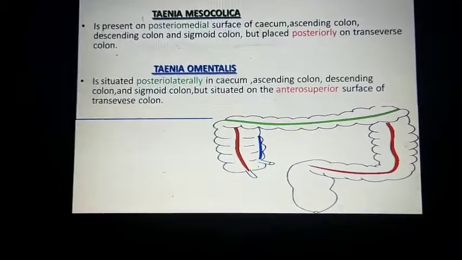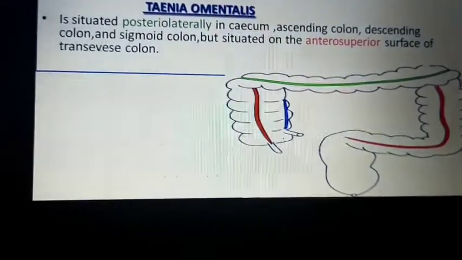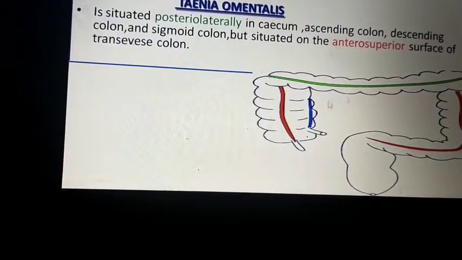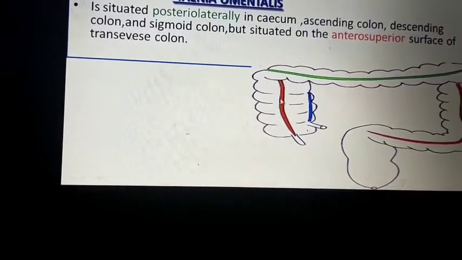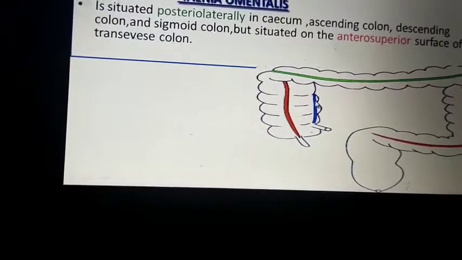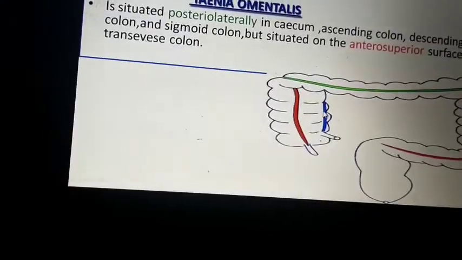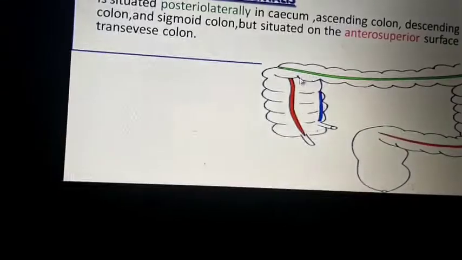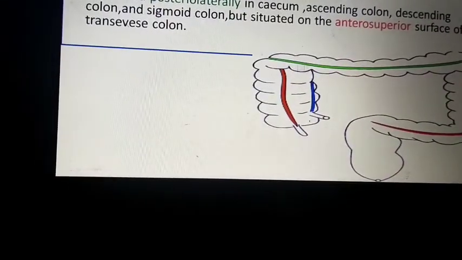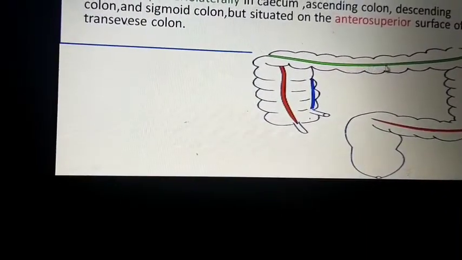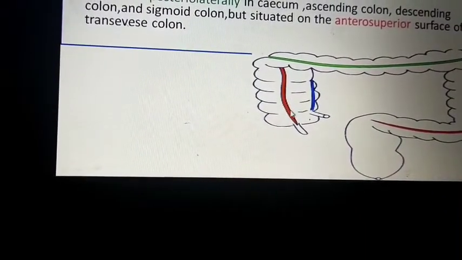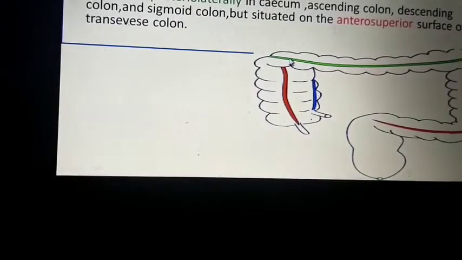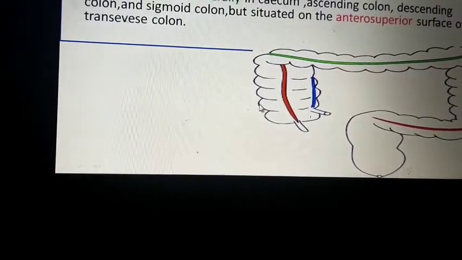Now you can see the red color. This is the Taenia libera. The blue color is the Taenia mesocolica. And the green color is the Taenia omentalis. Red is present anteriorly, blue posteromedially, and green posterolaterally.